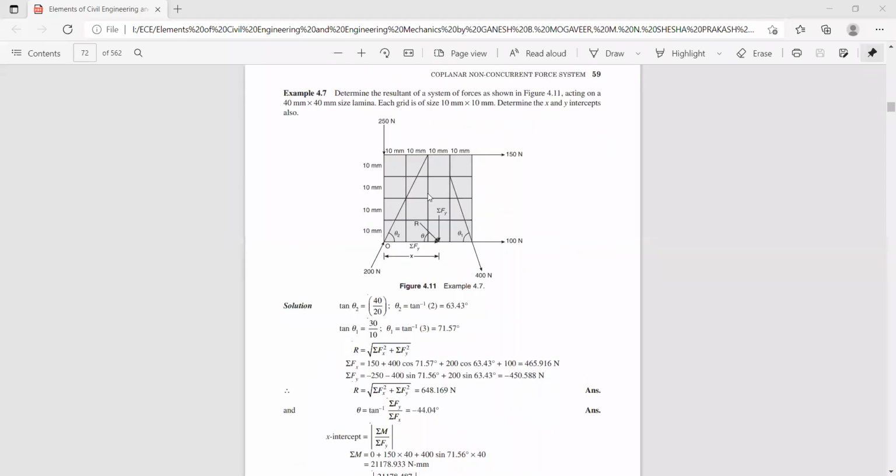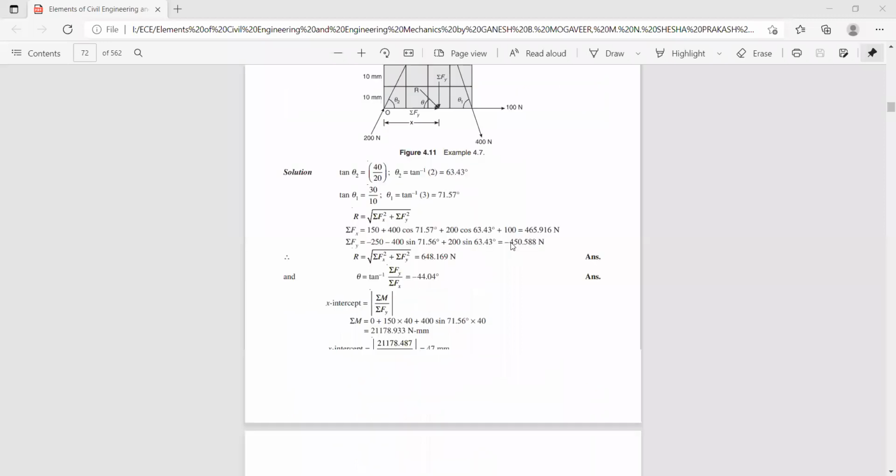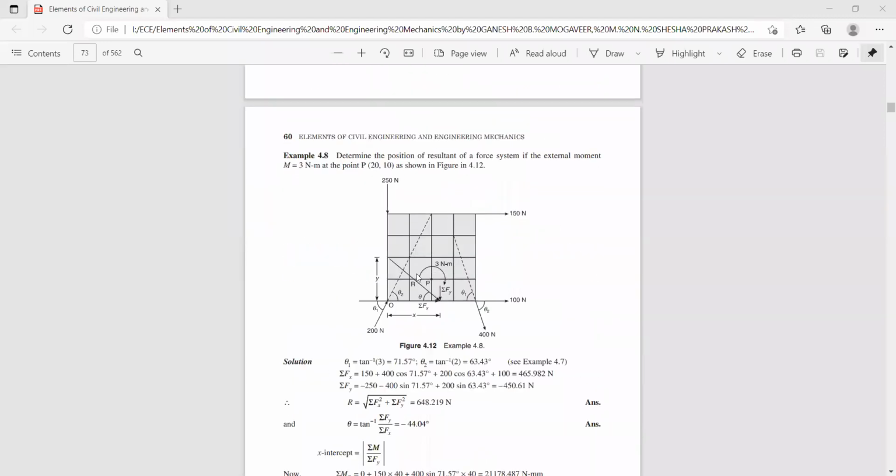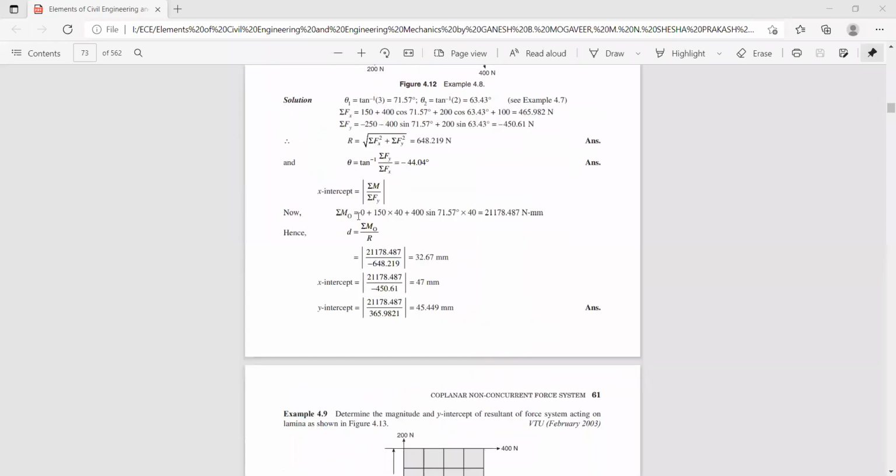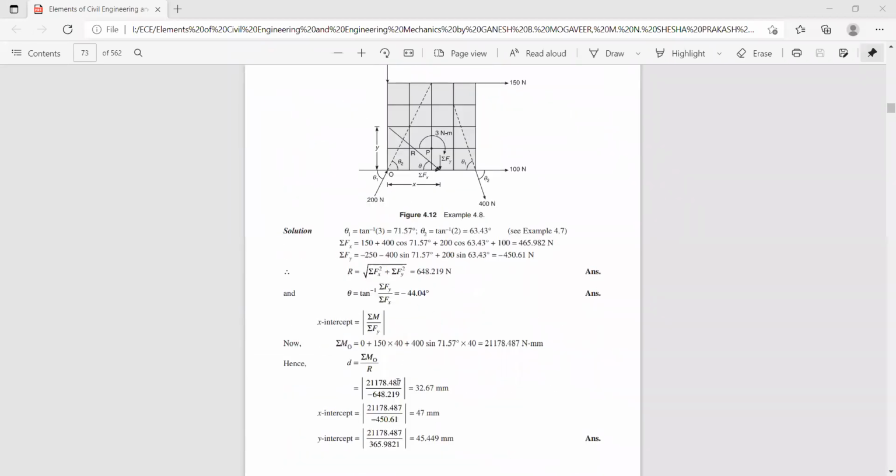So here the only difference in this problem is that at point P you have an existing clockwise moment of 3 Newton meter. So while taking the moment of all the forces with respect to point O, 150 into 40, same as before, and for the vertical component, 400 sine 71.57 into 40, plus 3. You have to add this.